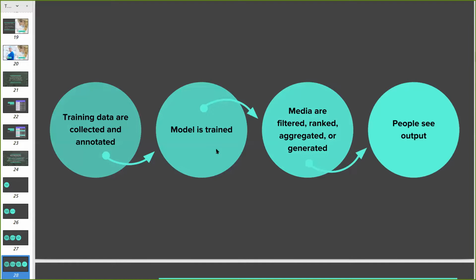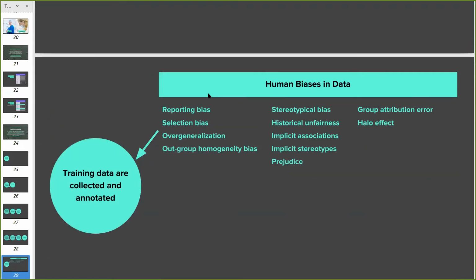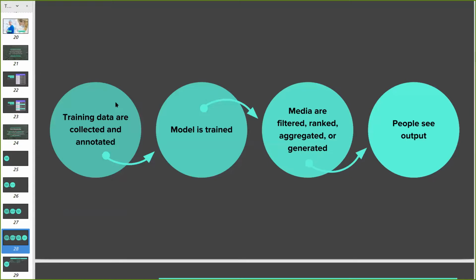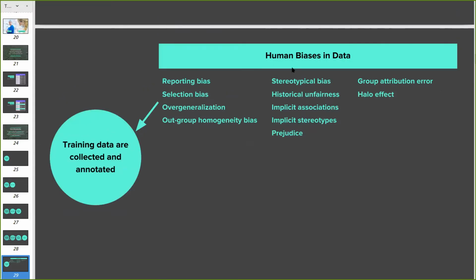But there are a lot of things in each of these components, and there's also something which is common among all these, which is again bias. At each of these phases, bias could exist in different ways. Let's see here. When it comes to training data, these are all the possible biases that we can have in the data. One is reporting bias, selection bias, overgeneralization, outgroup homogeneity bias. We have some other prejudices. There is some group attribution error. So these are all the kinds of biases that we can possibly have during the phase of training data collection and annotation.